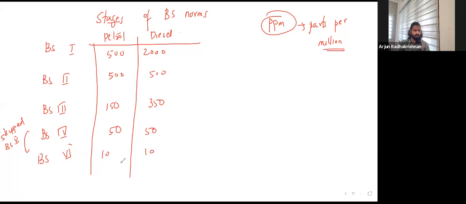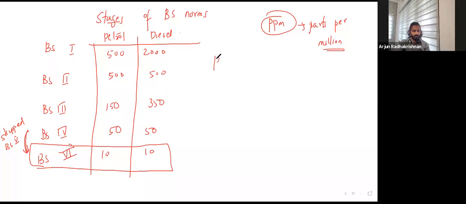So in BS6, we are trying to reduce emissions to 10 ppm. These are the values in all the stages.